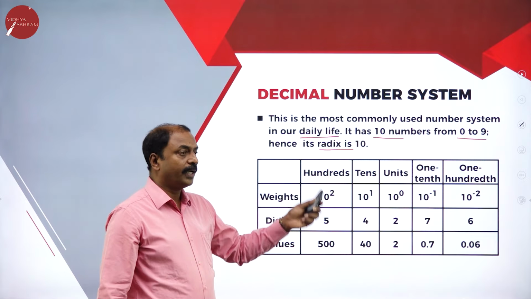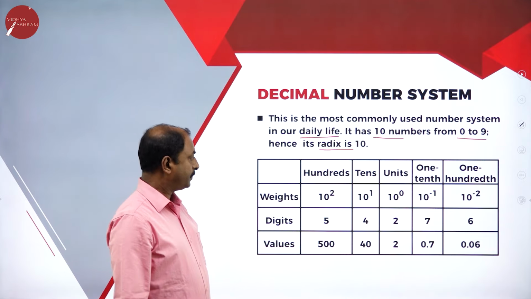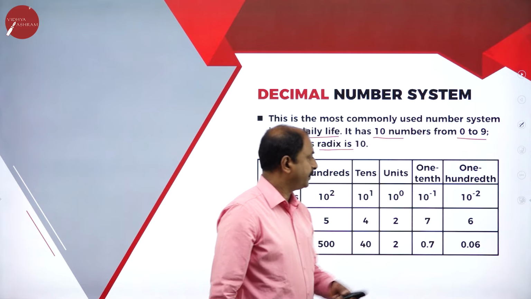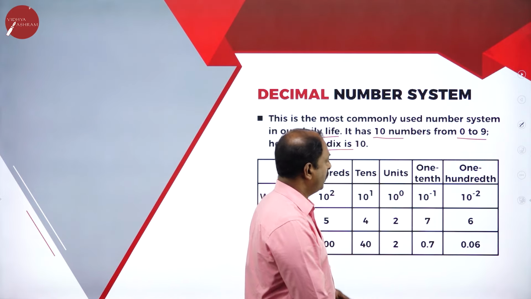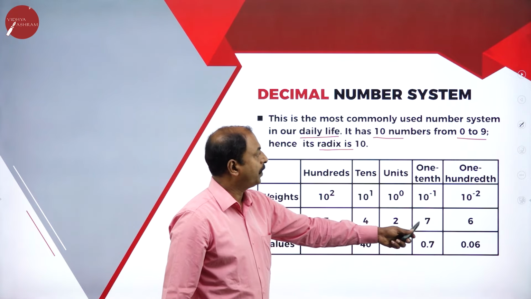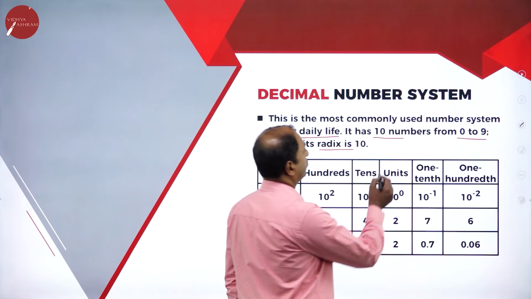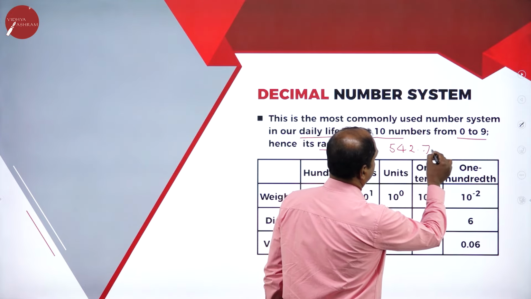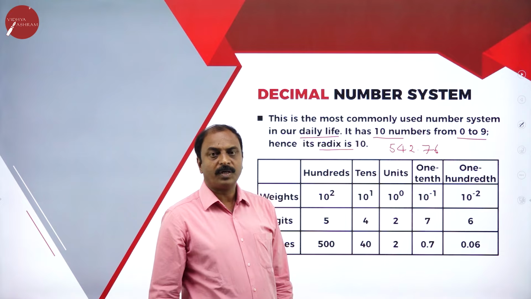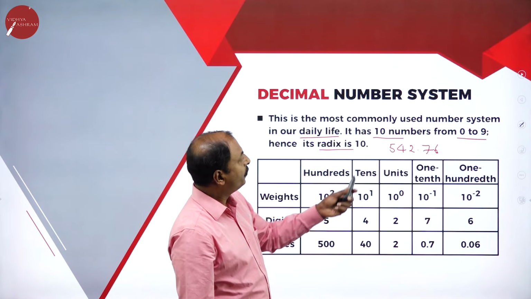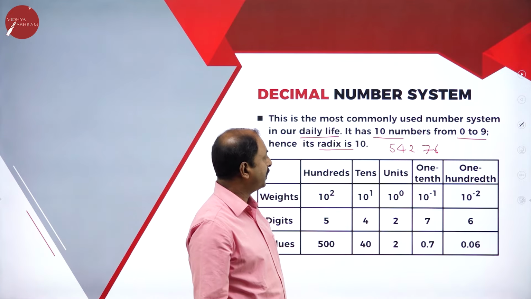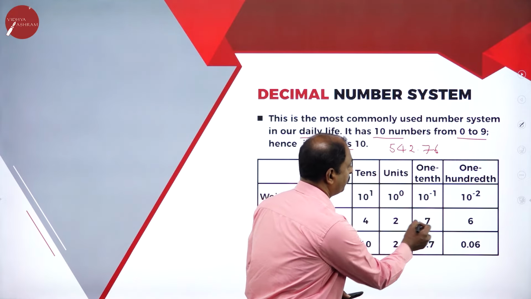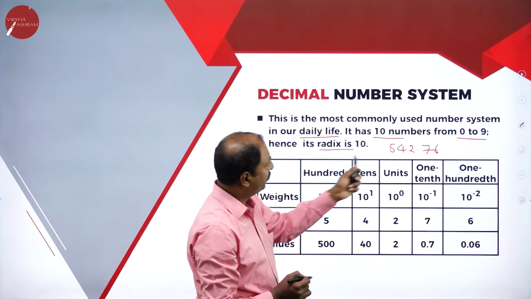Now see, this is what we call the positional number system. For example, I want to represent the number 542.76. This is our normal number, what we use in our day-to-day activities. You have learned in your junior classes what the position of each digit is. Here, 542 is before the decimal point, and 76 is after the decimal point.